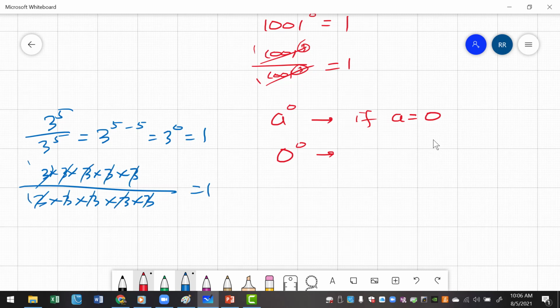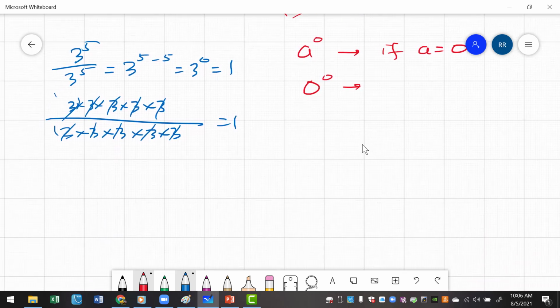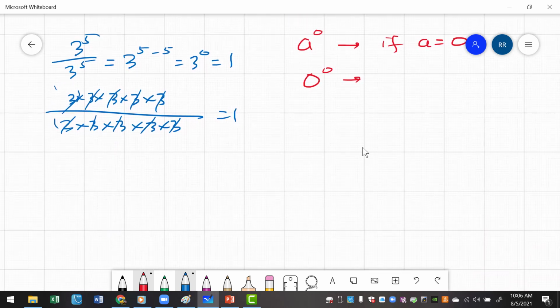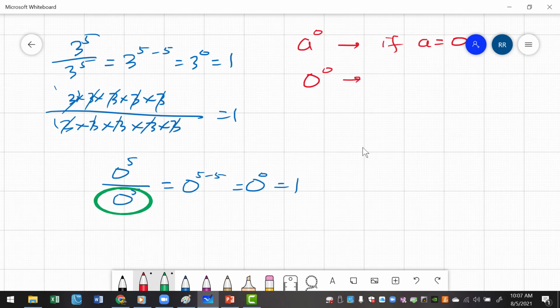But if the number is 0, if the base is 0, so let's say I have 0 to the power of 5 divided by 0 to the power of 5. If you use the quotient rule, you will get 0 to the power of 5 minus 5, equals 0 to the power of 0. You will get 1. But there is a problem, okay? Why? Because we are dividing by 0.